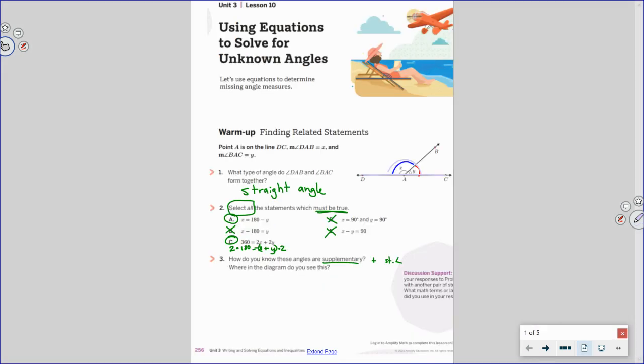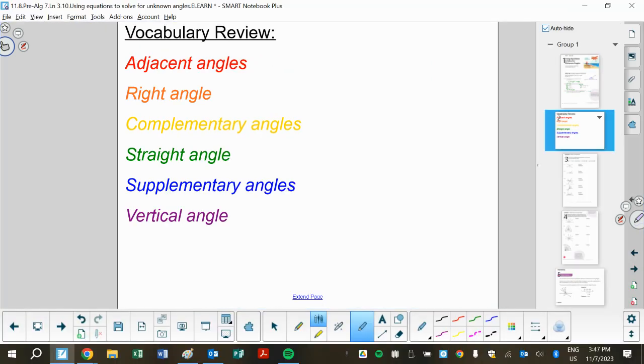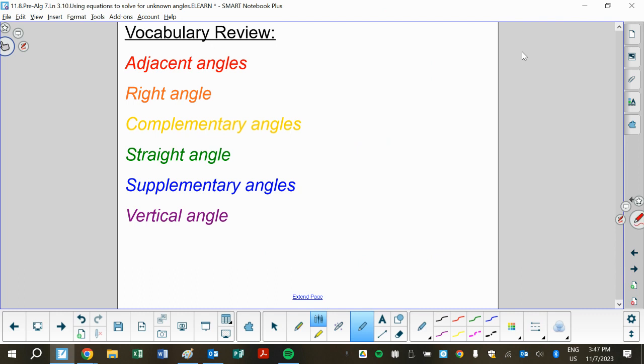Now, go ahead and pause the video if you need, rewind, watch it again. Otherwise, let's head on to some vocabulary. Let's talk through some vocabulary, shall we? All right, adjacent angles, ladies and gents, are any two angles that are formed right next to each other, as long as they share a vertex and one of the rays. So angle C and angle D are adjacent, angle A and angle B are adjacent.